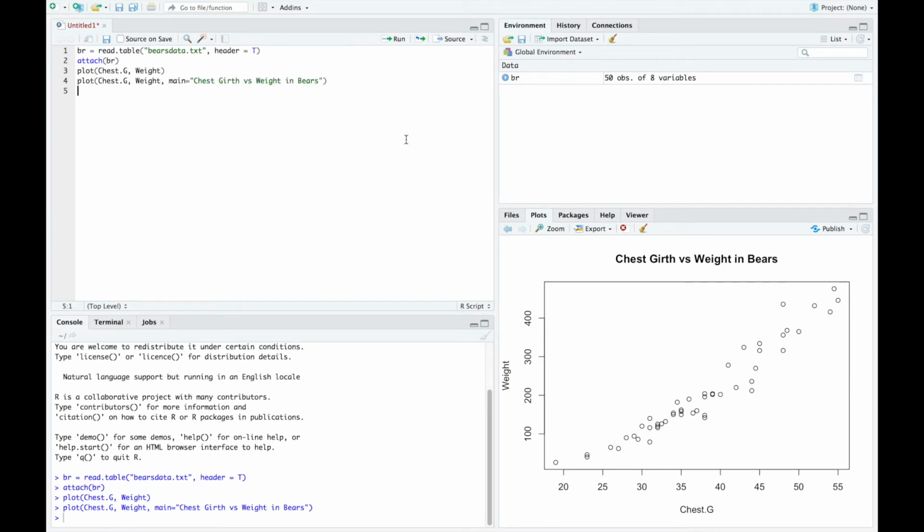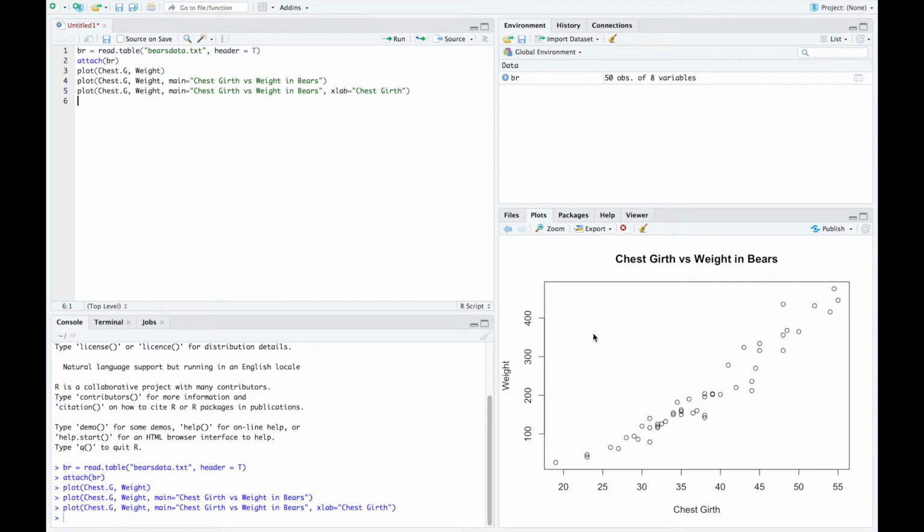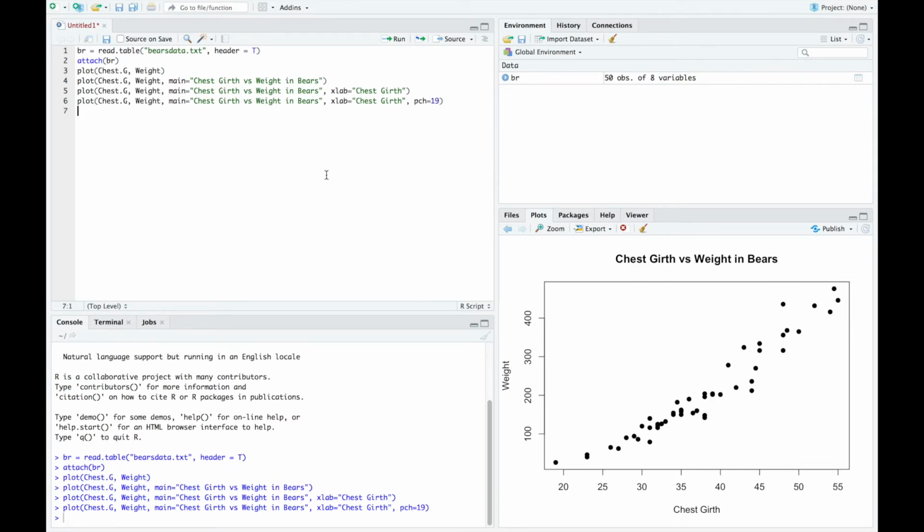And there are a few settings I can do to change this up. I can use the main command to give this graph a title, chest girth versus weight in bears. I do like the weight on the y-axis, however, we're going to change this chest.g to what it actually represents. So I'm going to use xlab equal to chest girth to actually change it to chest girth. And so we can see this scatter plot here, and we can start to see how this is related. We can see that as the chest girth increases, so does the weight. So we can see this relationship in this graph here. I can also use this command pch equal to 19 to change the way the dots look. And changing up this number is going to change the way these dots look in our graph.